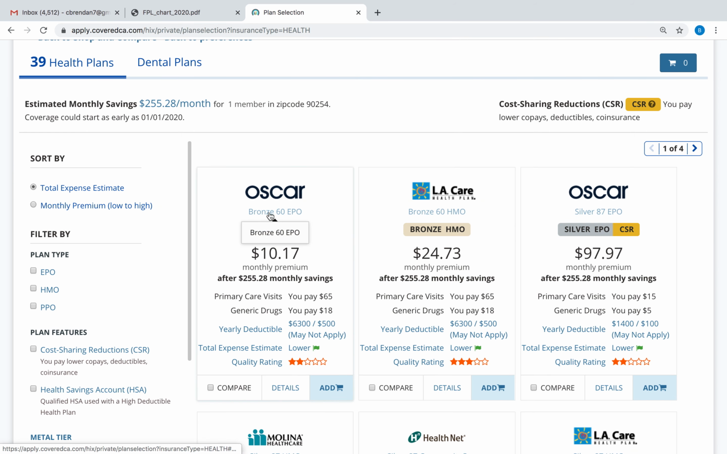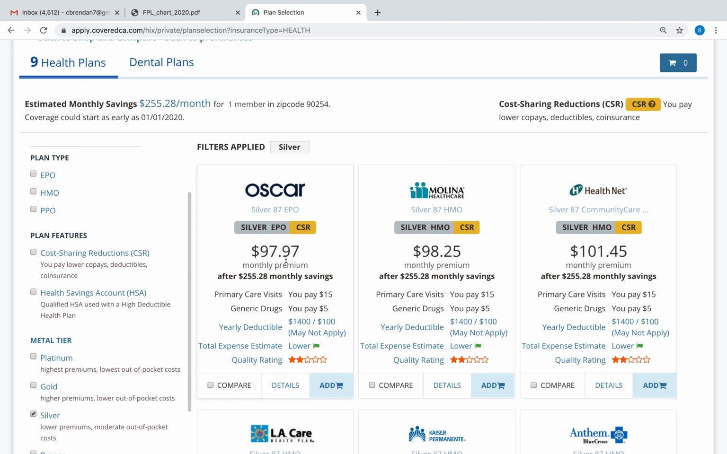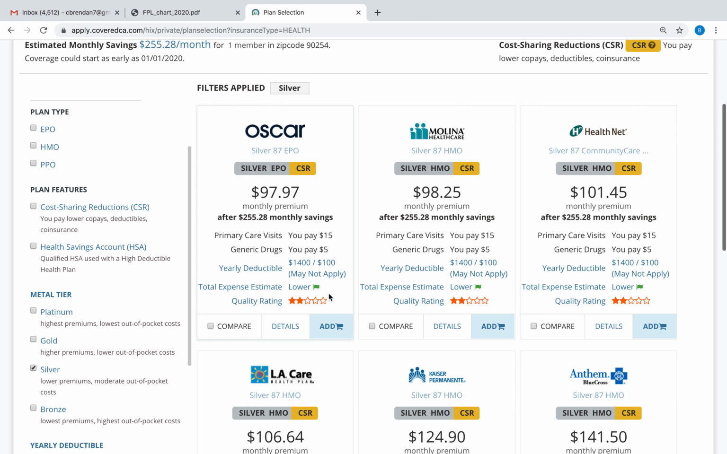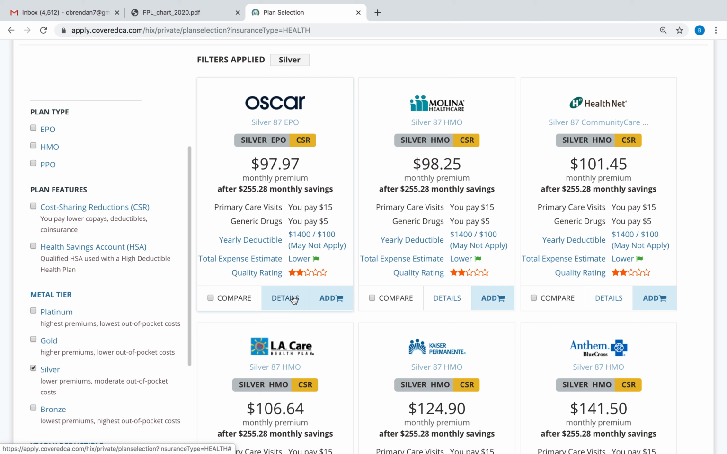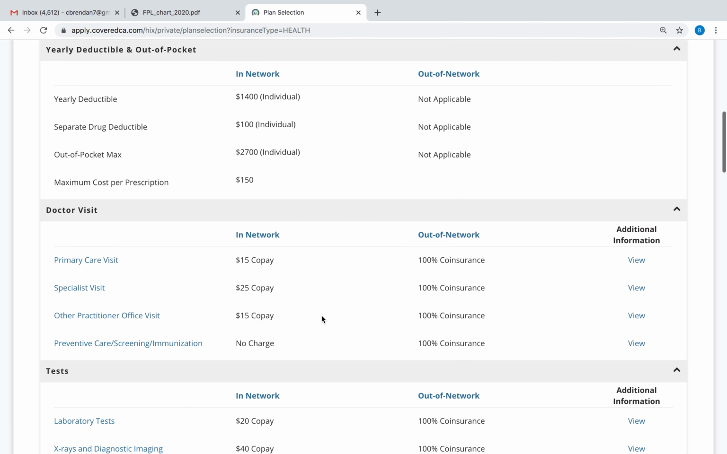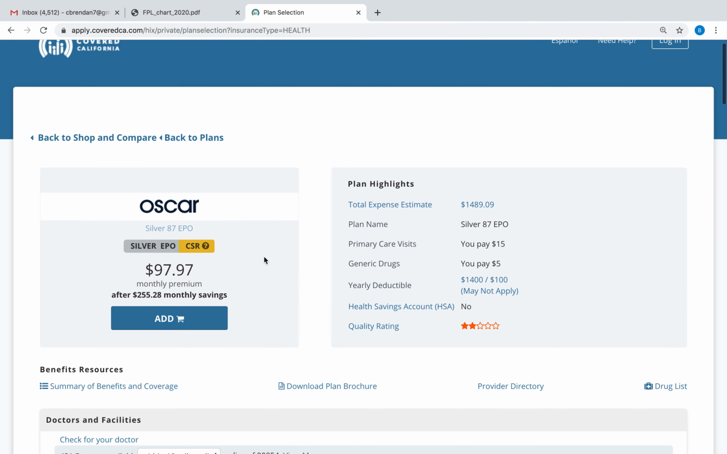Now this is the Oscar bronze, not the silver, so let's use the silver. And I think it went from 51 to 97, and the co-pays went from $5 to 15, and drugs went from generic from 5 to 3. Obviously, if you want the details, you just click on the details and you'll get a more comprehensive review of the plan.